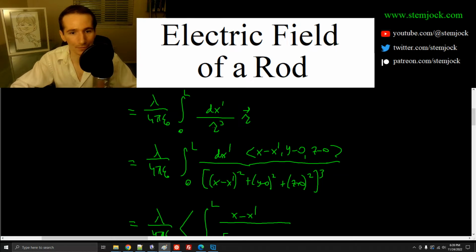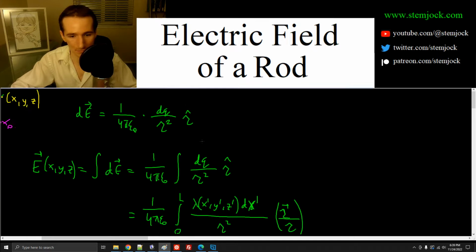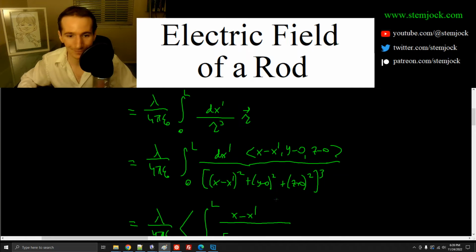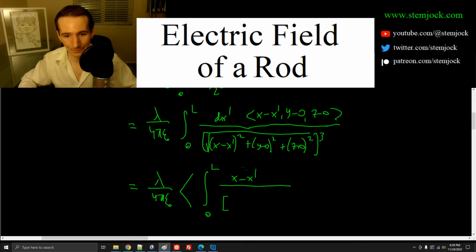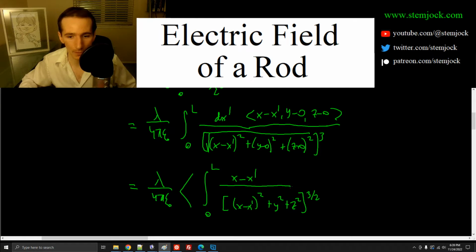I almost forgot. Because r is a distance, there's a square root here. So this is going to be x minus x prime squared plus y squared plus z squared, and this is going to be to the 3/2 power. And this is in dx prime. That's the first component.